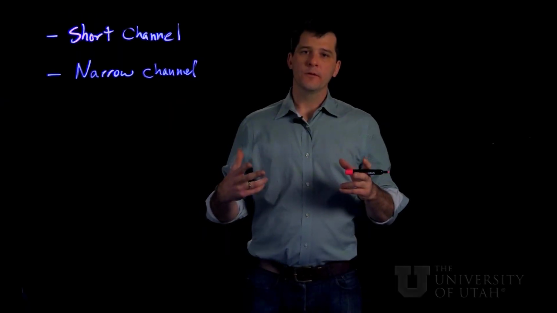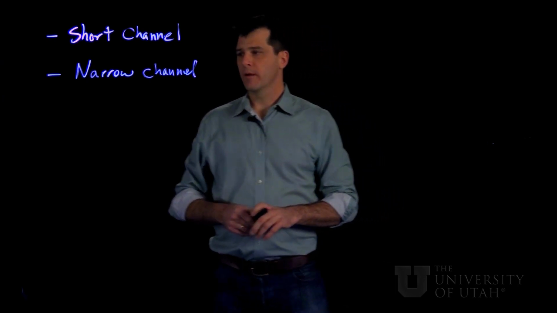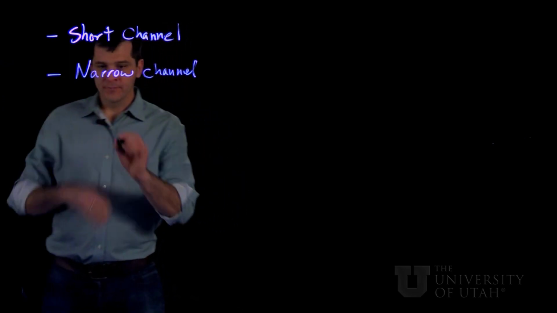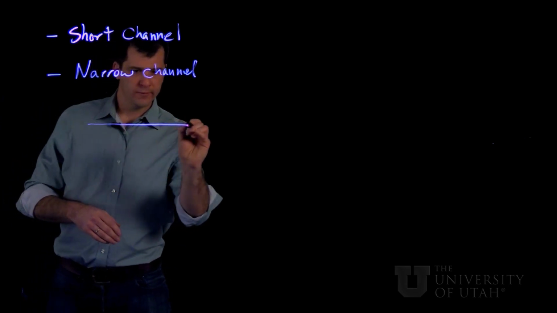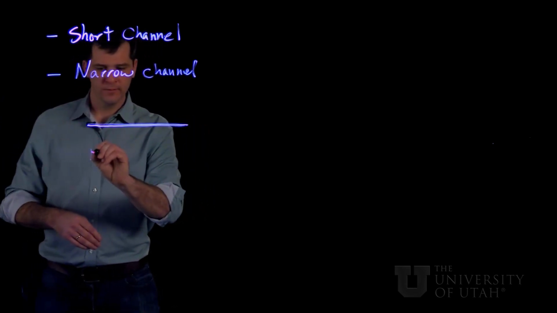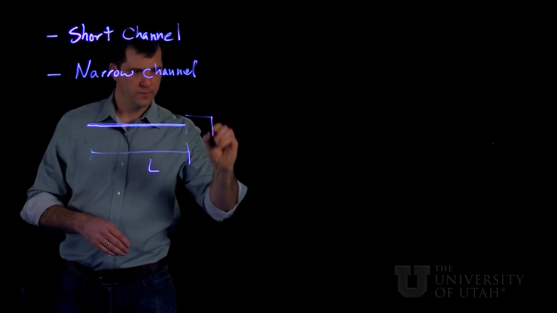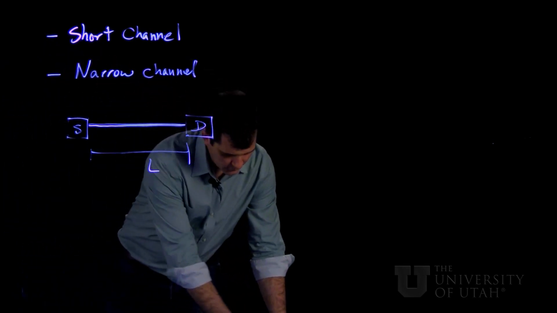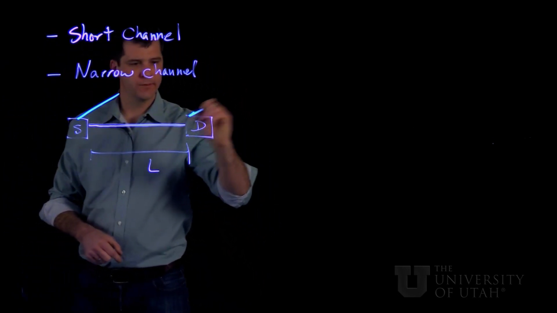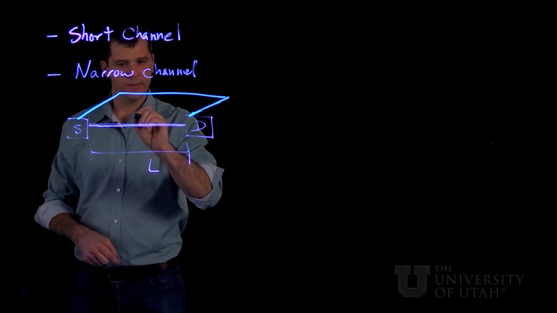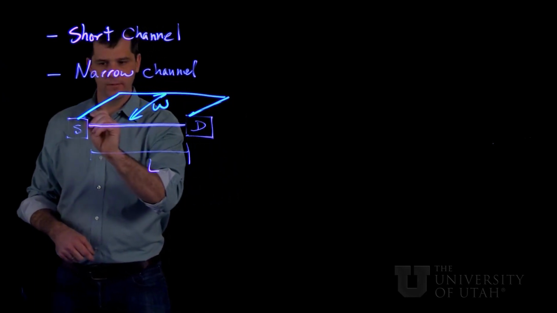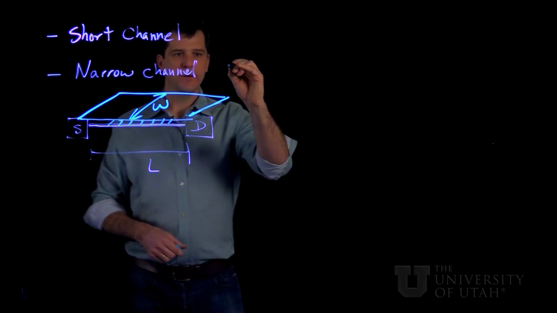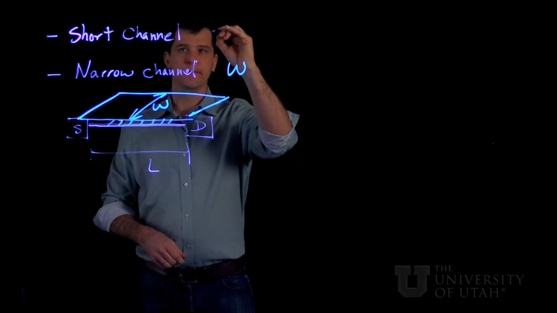Okay, so the first two kinds of effects we're going to consider come from either the short channel or narrow channel effects. So in both cases, usually we've been looking sort of sideways at the MOSFET. Here's our channel with length L, our drain and source. And what we haven't really talked about much is that this MOSFET structure actually goes back into the board too, and it has a certain width. So here's our two dimensions. So the narrow channel effects have to do with the W direction, and the short channel effects have to do with the L direction.